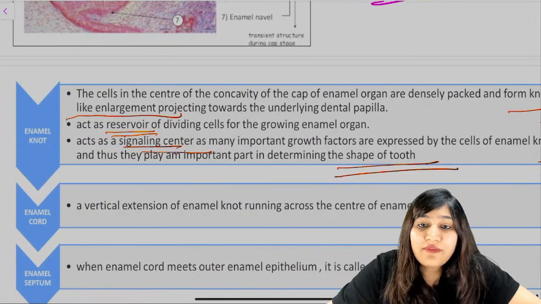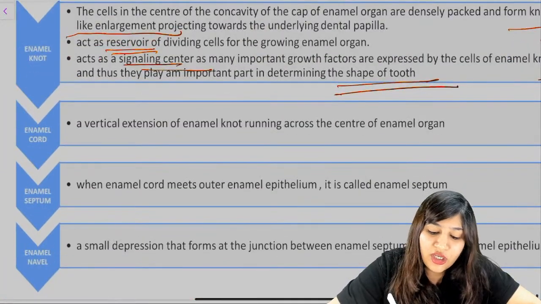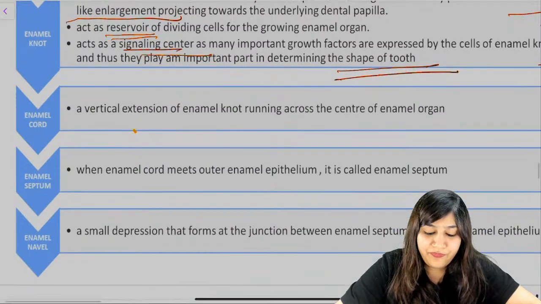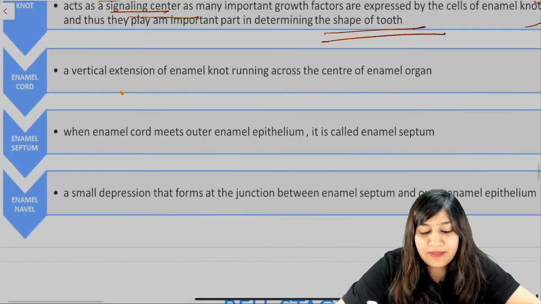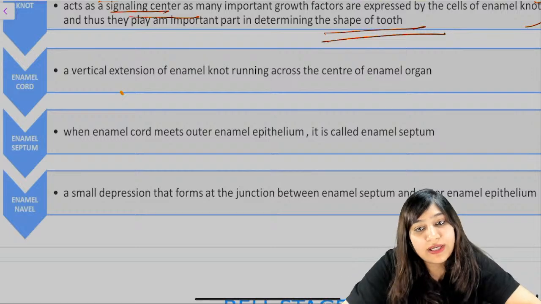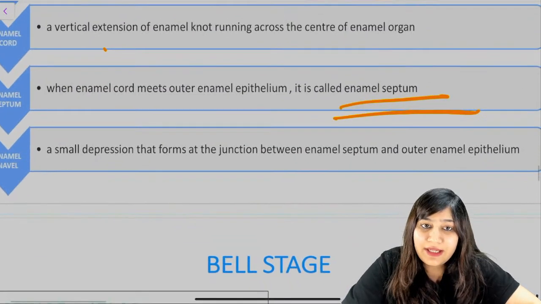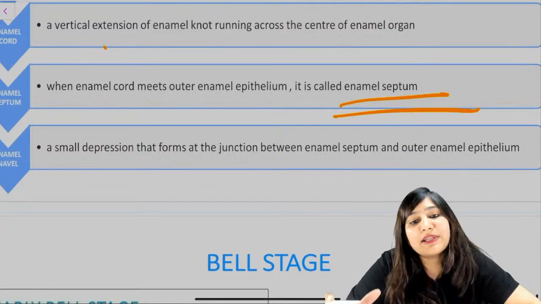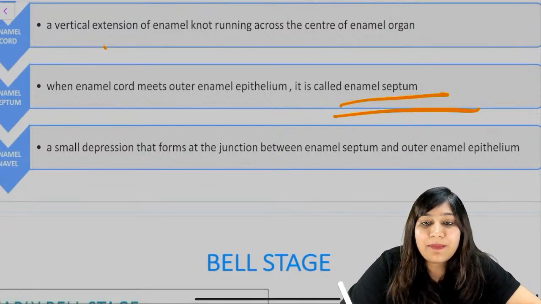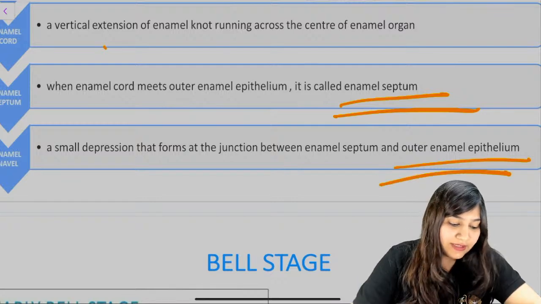Now enamel cord we have already discussed. It is also a signaling center. Enamel septum: when the cord meets the outer enamel epithelium, it is enamel septum. And last is enamel navel, that is a small depression that forms at the junction of enamel septum and outer enamel epithelium.